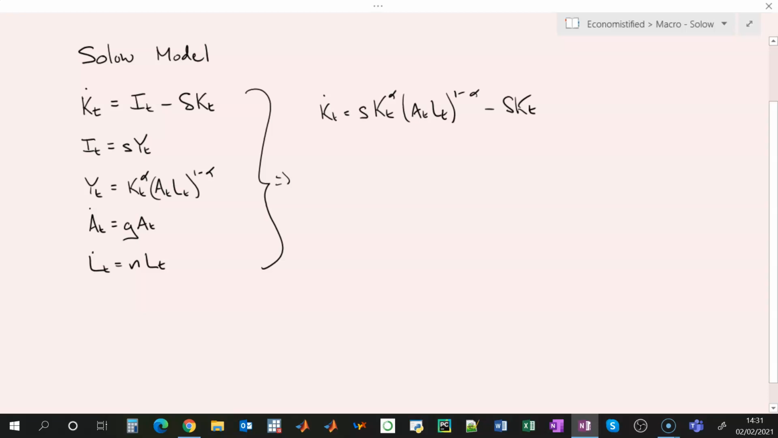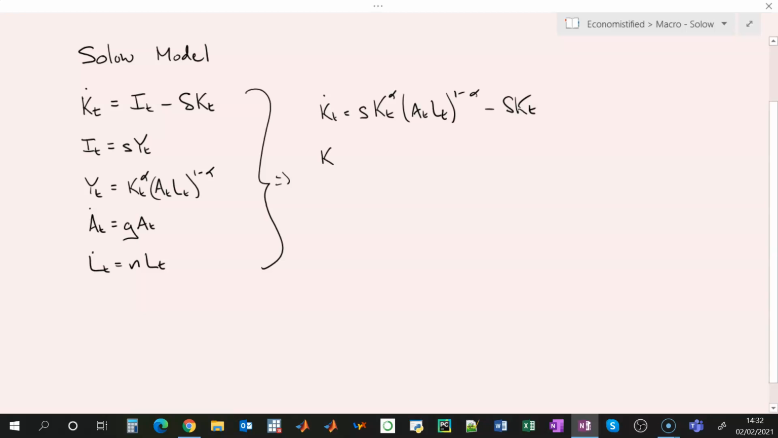Now, this equation is not completely describing the model because K is going to accumulate over time. We're going to save a fraction of output. We're going to invest it. And if investment is greater than depreciation, then capital is going to accumulate. But these A and L are a little bit of a problem here. We need to detrend with respect to these variables because these variables are also growing.